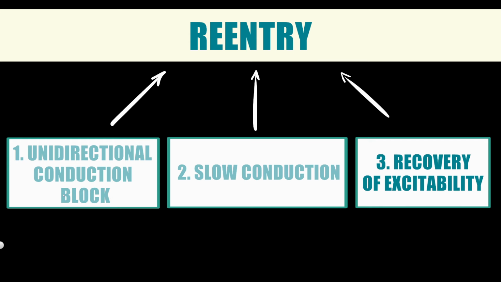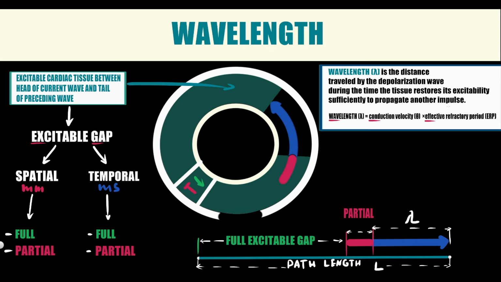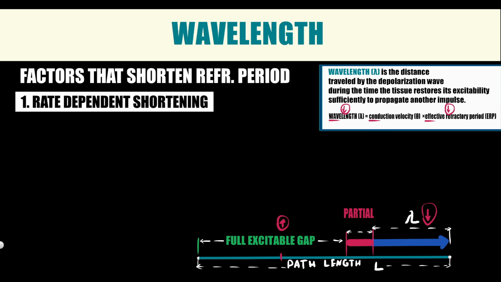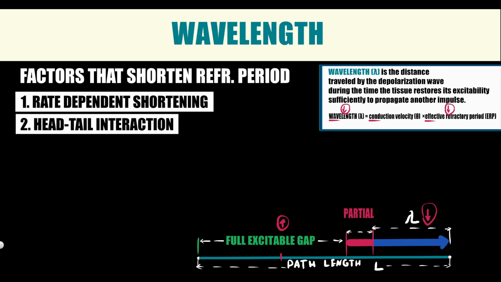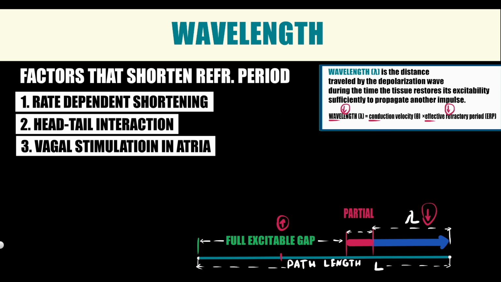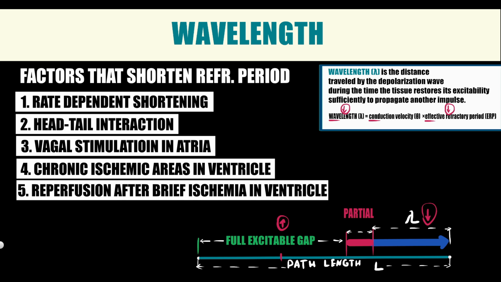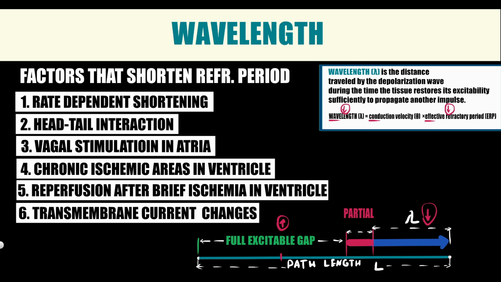The final requirement for reentry is cardiac tissue recovery of excitability, and we already know that decreasing of effective refractory period decreases the wavelength, thus increases the excitable gap, and also decreases necessary size of reentry circuit. Factors that can make effective refractory period shorter include tachycardia-dependent shortening of action potential and therefore effective refractory period. In reentry circles with a partial excitable gap when the head-to-tail interaction is present, this interaction accelerates the action potential and shortens the effective refractory period at the head of wavefront. Focal stimulation in the atria, chronic ischemic areas in the ventricles and reperfusion after brief period of ischemia, and any changes of transmembrane currents that lead to refractory period shortening.